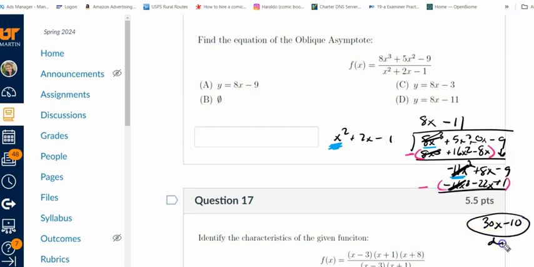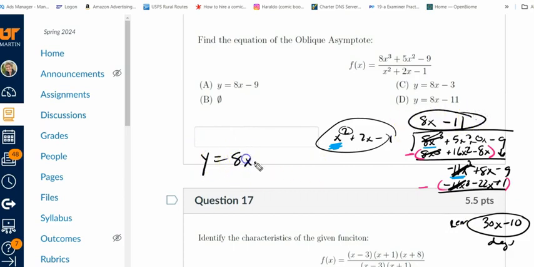Now this has degree 1, this has degree 2, so we're done. This is our remainder. This is our quotient, so my answer is going to be y equals 8x minus 11. And that matches up with D. So the answer is going to be D.